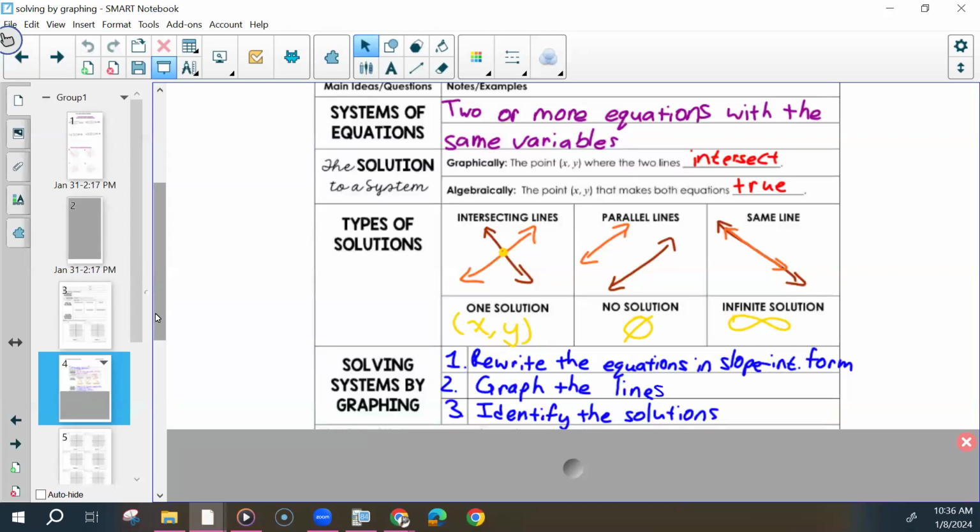So the types of solutions isn't new, because we've talked about those before. Now we're just putting them to different types of systems and lines. And the ways we solve by graphing is: 1, rewrite the equation in slope-intercept form if it's not already. 2, graph the lines. And depending on how the lines are graphed, you can see what type of solution they have.